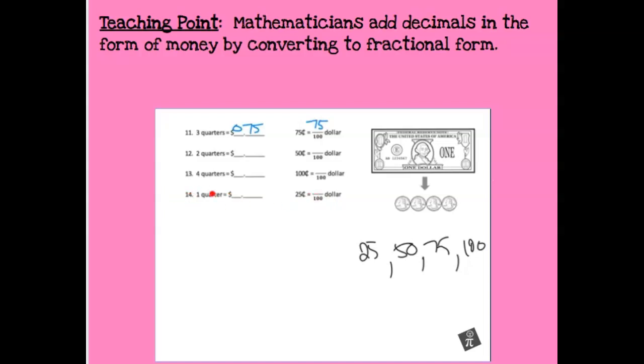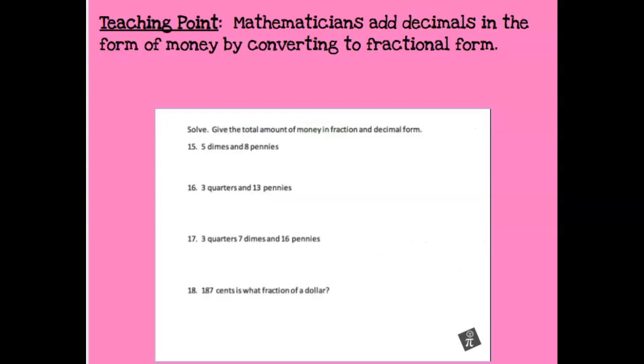And if we wanted to, we could do question 14 as well. 1 quarter is 25 cents. So that's 25/100ths of a dollar, which is 0.25. So here, they're leaving it up to the students to really choose how they organize their thoughts.